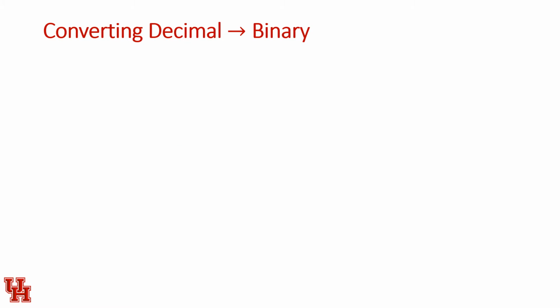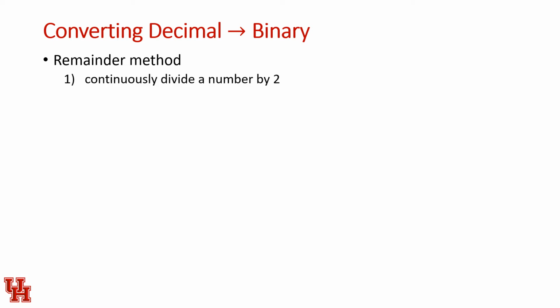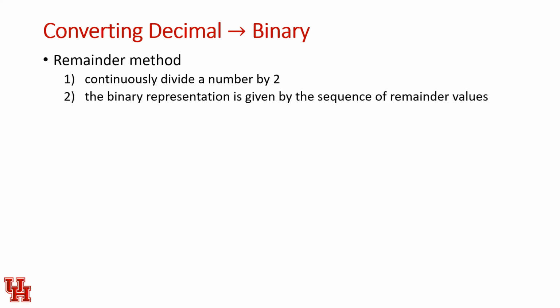The conversion from decimal to binary follows the opposite path, but is generally a bit more difficult to do in your head. To convert from decimal to binary, we use the remainder method. This method iteratively divides the decimal number by 2 and records the remainder at each step. Once the number is reduced to 0, the remainders provide the corresponding binary value for the original number.